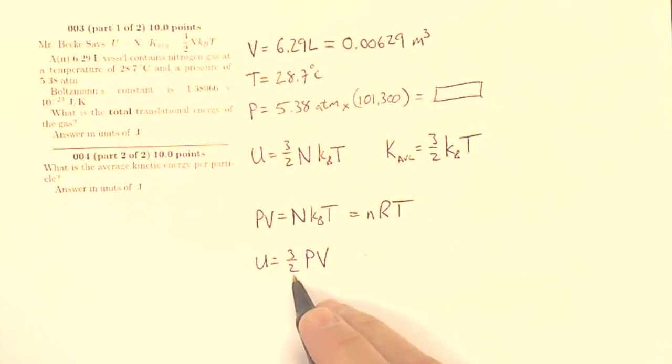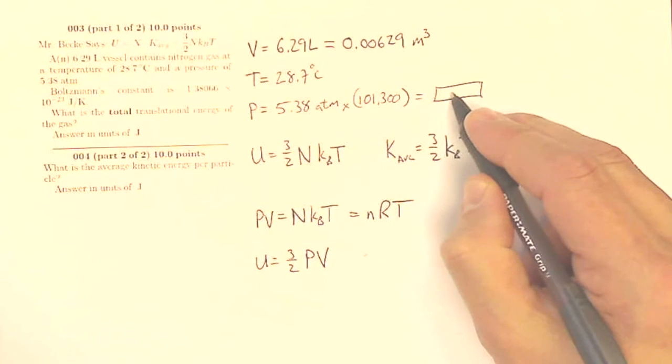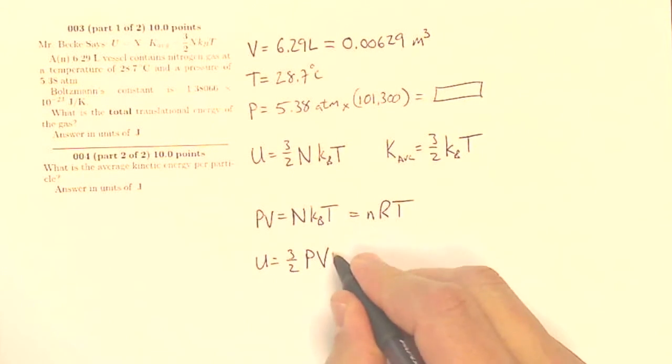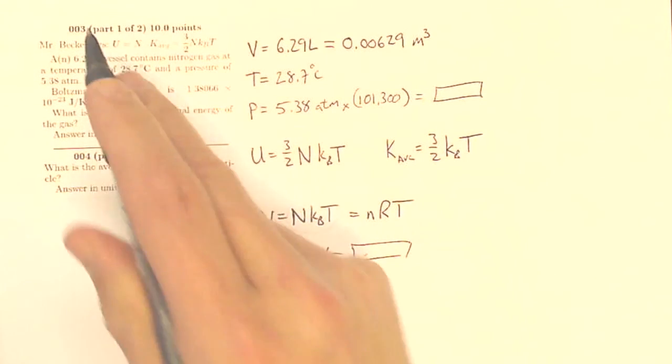So now I've got 3/2 times my pressure times my volume. Well, that's 3/2 times my pressure times my volume, and I'll get my U. So that will be my answer to number 3.